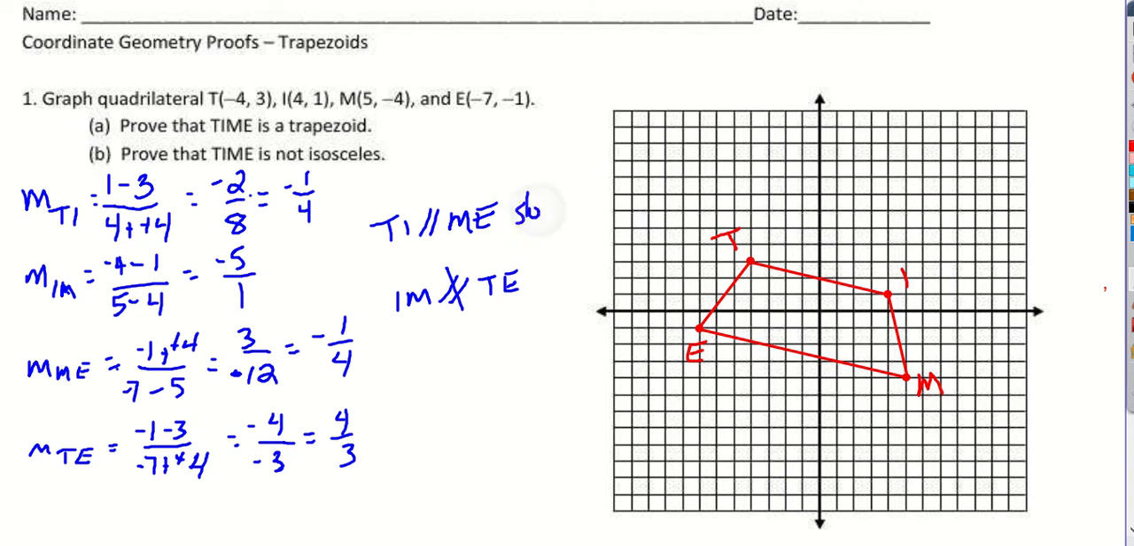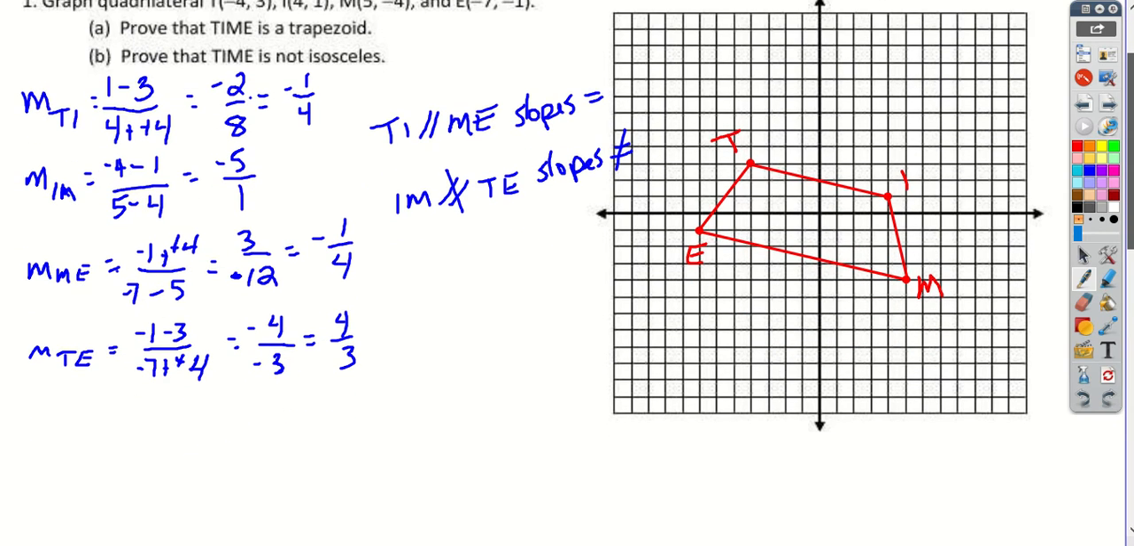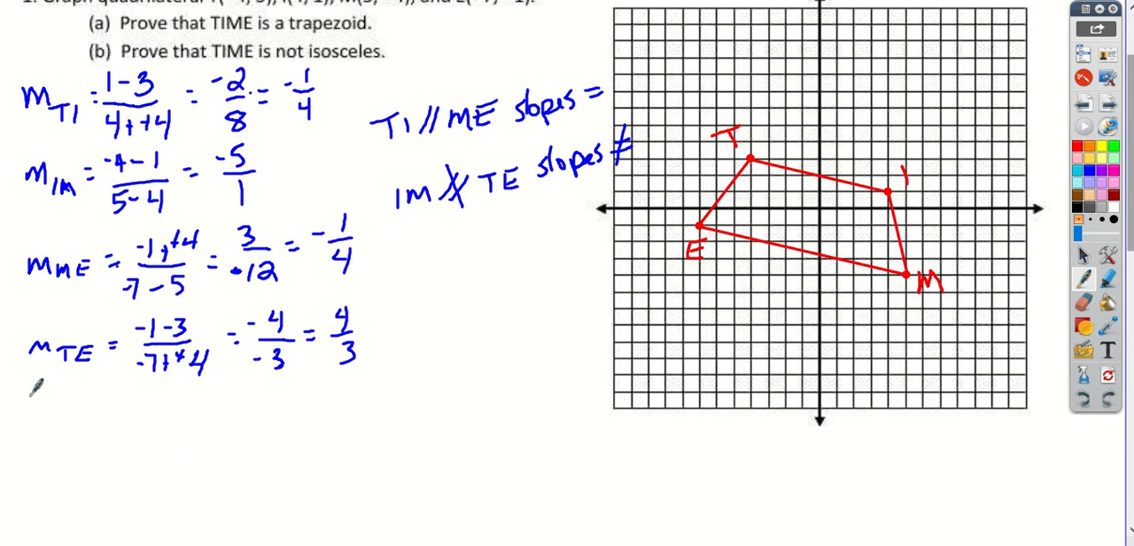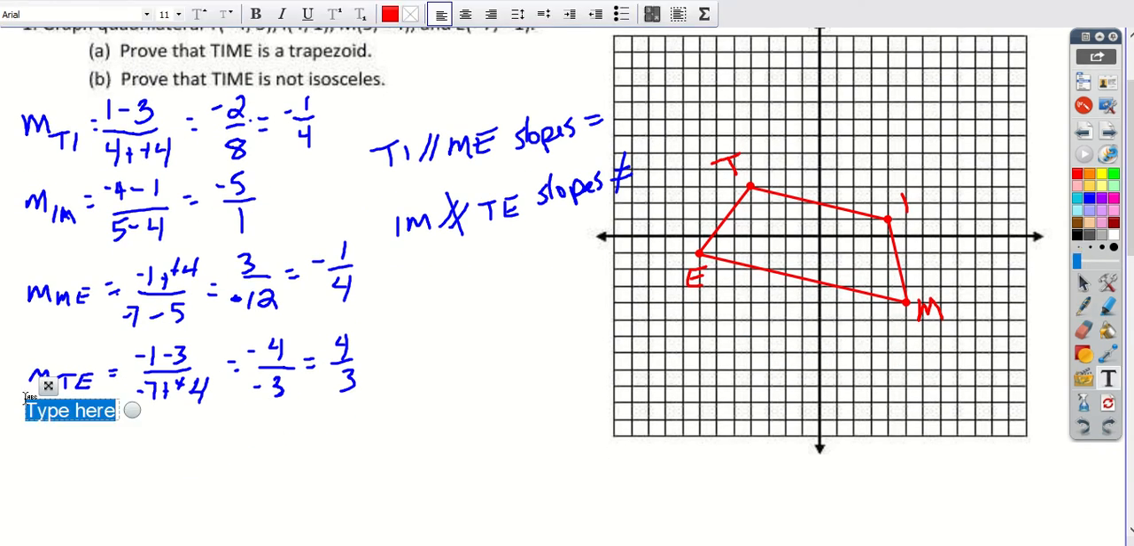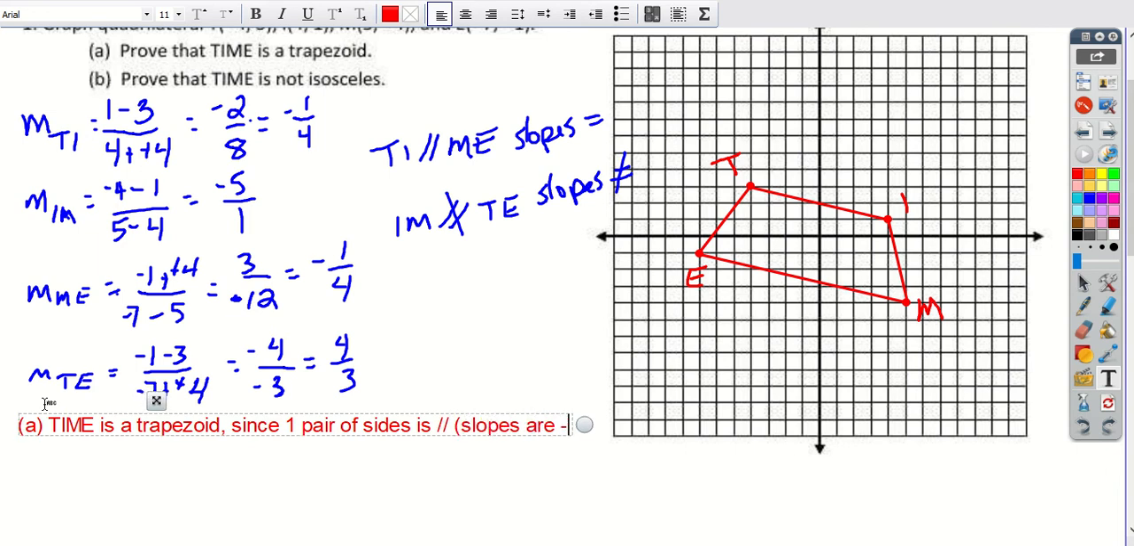And for this one, we can put down here that the slopes are equal and the slopes are not equal. And so now we can go ahead and make a little summary statement here for part A. So part A, that TIME is a trapezoid since one pair of sides is parallel, right? And then we can put down slopes are equal.